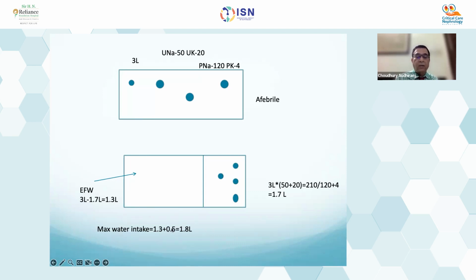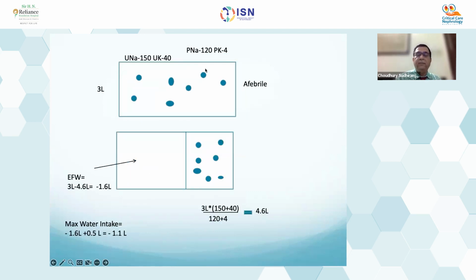Now calculating with the insensible loss, it is 1.8 liters. So if you drink 1.8 liters of fluid or hypotonic fluid, then your plasma sodium will remain the same, 120. However, if you restrict water to less than 1.8 liters, then only the plasma sodium will increase in the subsequent days or period. This is how you have to calculate how much water restriction is needed.